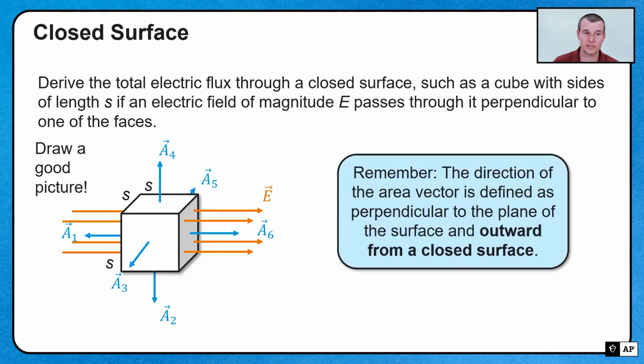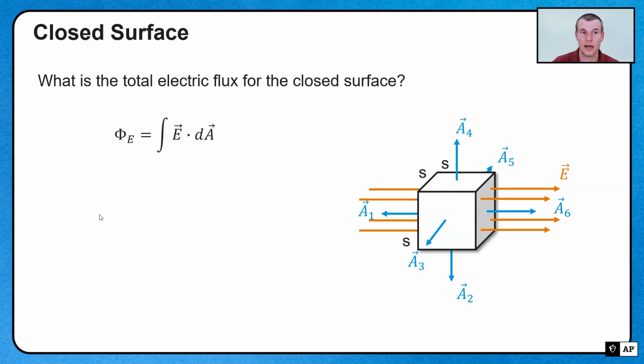Also, I'm going to have all these different surfaces. I'm going to have A1, A2, A3, A4, A5, and then A6. So remember, whenever we draw area vectors, they're always going to be outward from closed surfaces. By definition, that's how we define a surface. So with that in mind, I want to know what the total electric flux is going to be for this closed surface. Now, if you already know the answer, way to go you, but let's actually derive it, because that's what this problem ends up solving for.